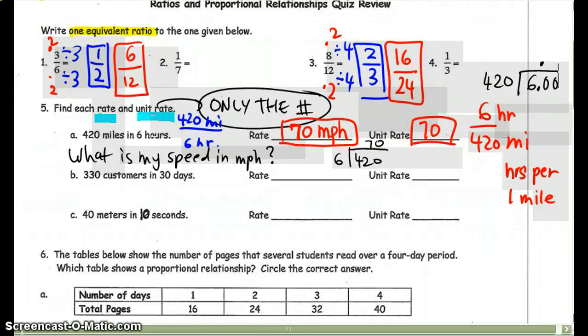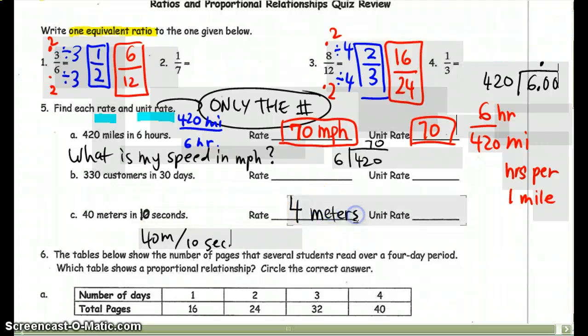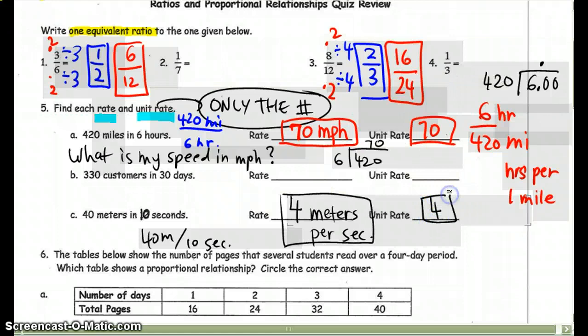Okay, so if we look at C, some of them we can do mentally. We've got 40 meters in 10 seconds. Simply divide 40 meters by the 10 seconds. 40 divided by 10 is 4. And I'm going to label it, not just meters, but meters per second. Good. And simply the unit rate is just the number. To help you remember, think unit. Unit is just the number. Unit, number, unit, number.